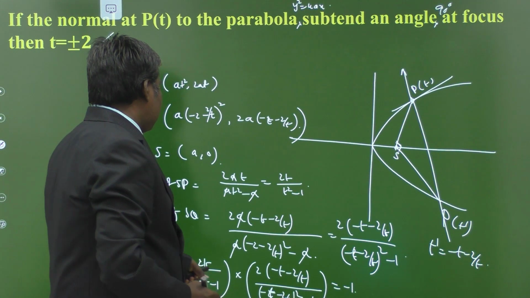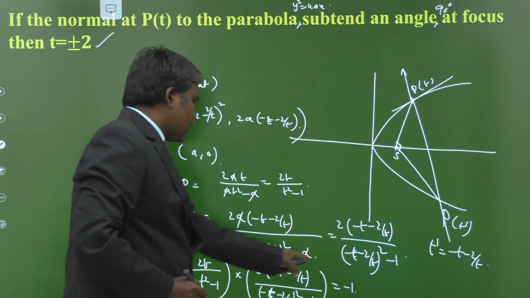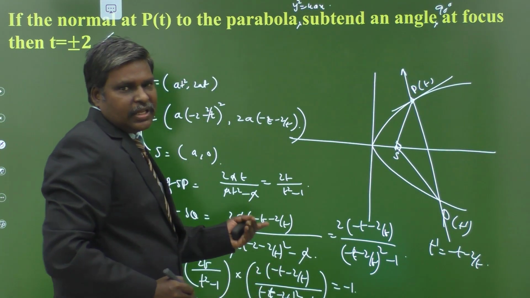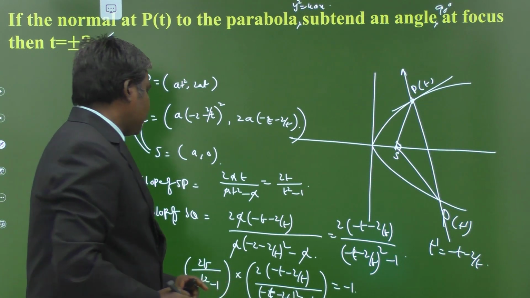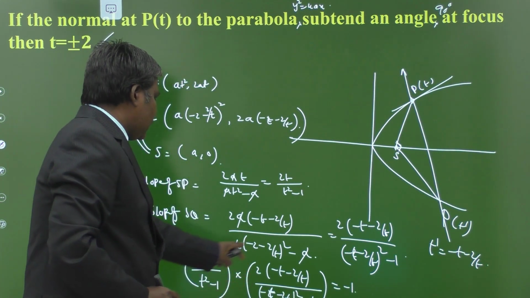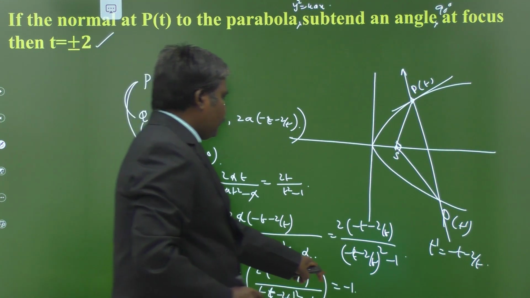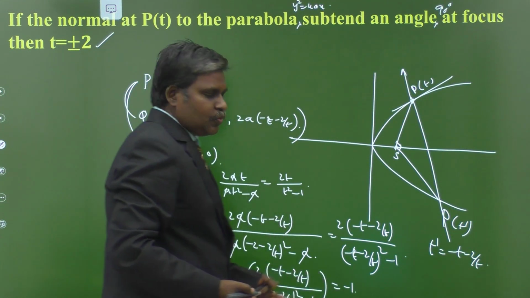Let us try to verify this one. Replace t by 2, and we check whether we get minus 1 or not. Then it is over. Or otherwise you have to solve this one. Instead of solving this one, I am going to replace t by 2 here on the left side. Whether we get minus 1 or not, let us check. If it is minus 1, then our job is over.